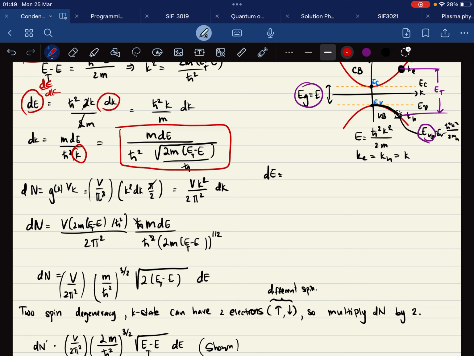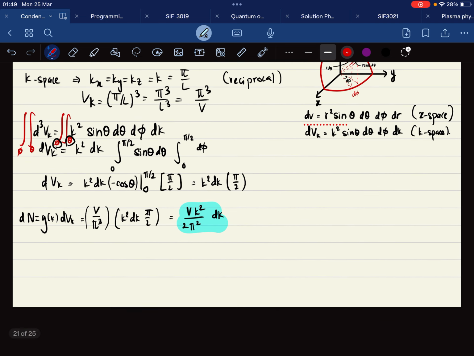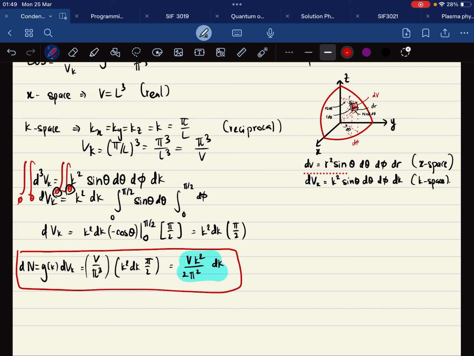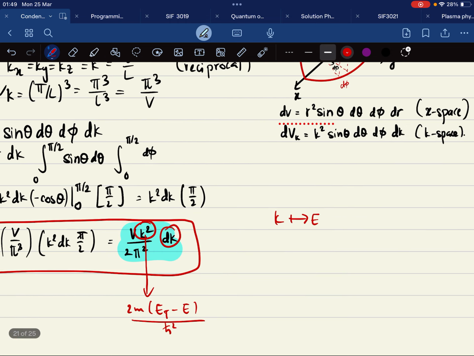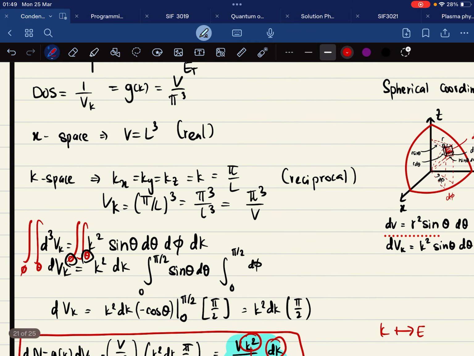So actually this is K, right? Because from here, this is the previous expression we got. Basically we want to eliminate this K square and dK. So we don't want to have any K, we want to replace K with energy terms. So I just replace K square to be what? I forgot. 2m(ET minus E) over ħ square. Okay, so that's K square.